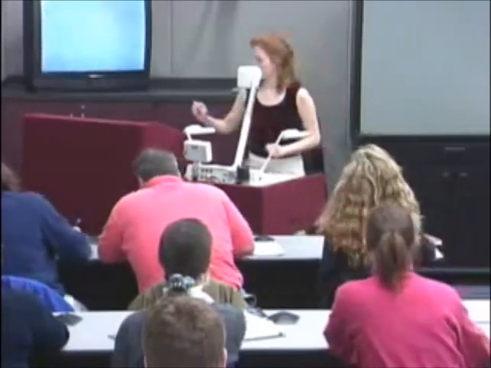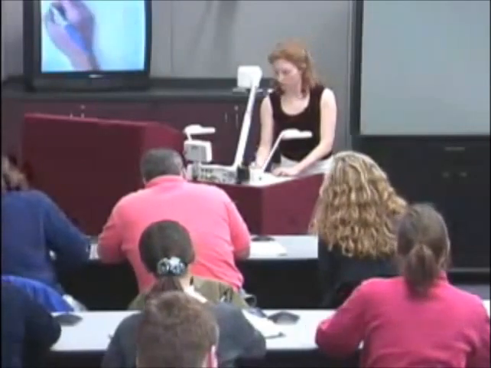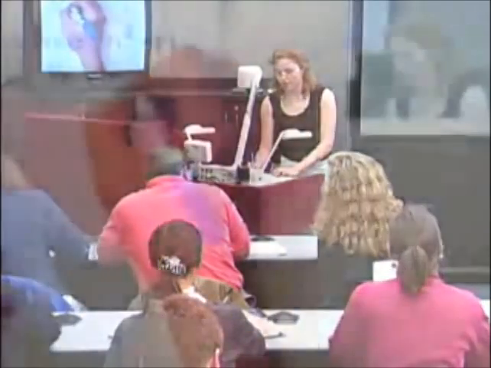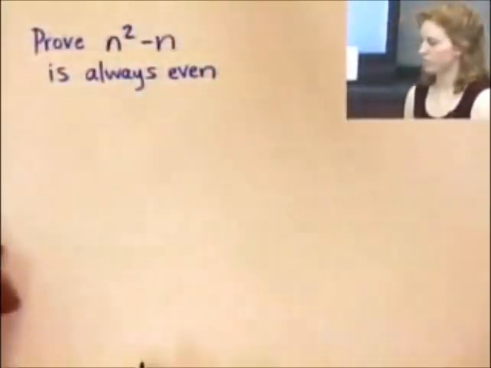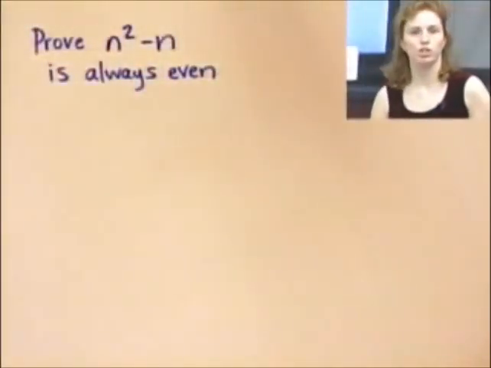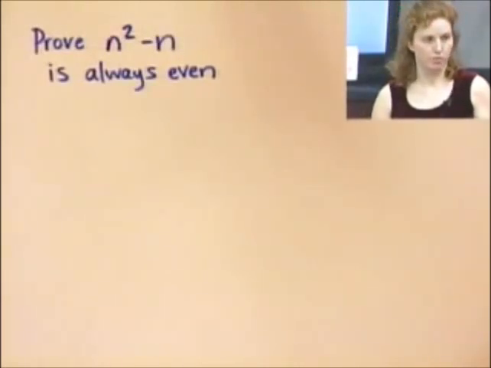let's see, let me do, prove n squared minus n is always even. So there's a problem that we're going to do, and I'm going to show you 2 different ways to do it. One way we're going to do is called by arithmetic proof, and one way is by induction.